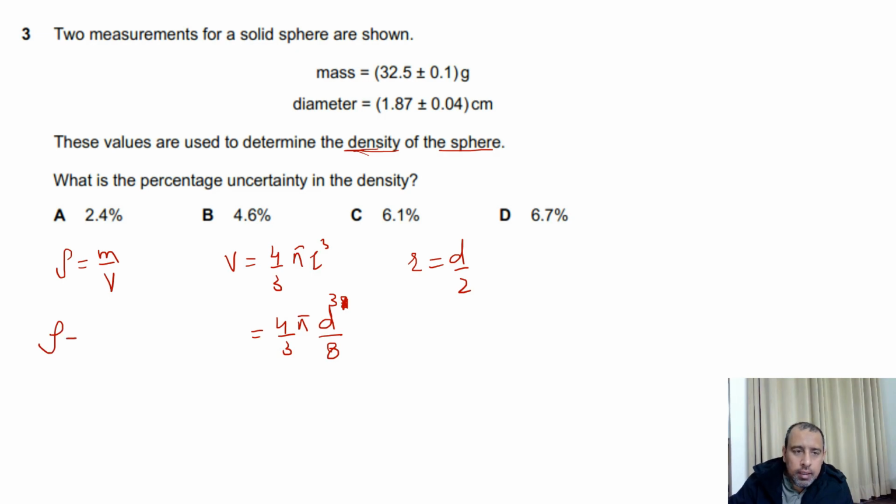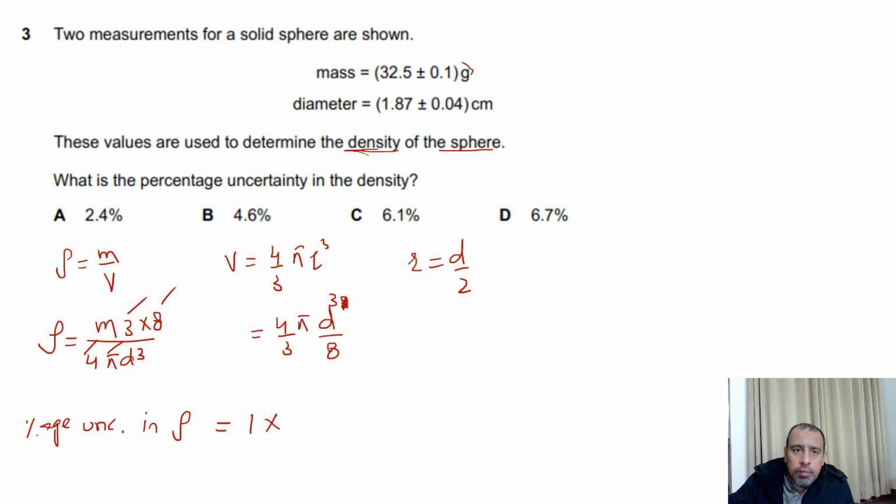Now this density is mass over the volume, which is 4 pi d cube over 3 into 8. Now while finding the percentage uncertainty, we must ignore the constants. These constants 3, 8, 4, pi, these all are ignored. So I am writing in short: the percentage uncertainty in the density is equal to 1, the power of m, multiplied with the percentage uncertainty of m.